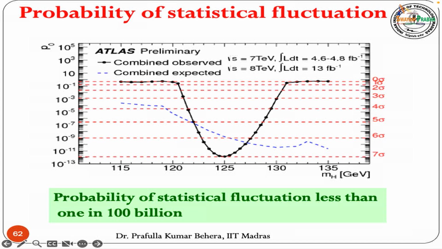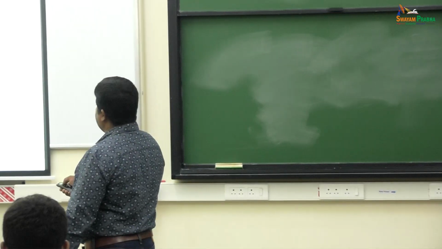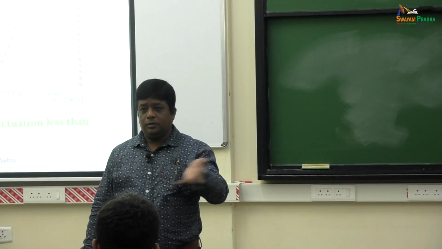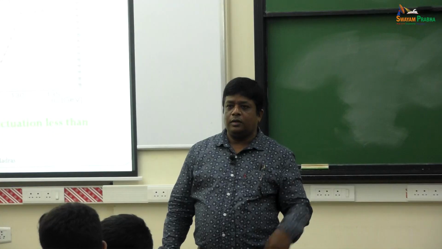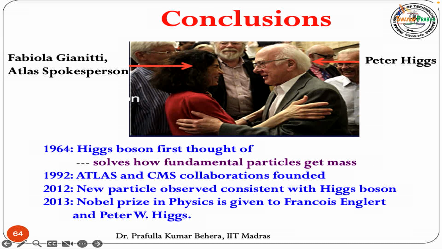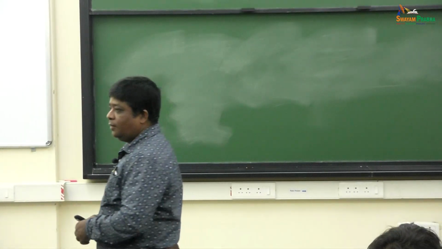And this is what it says: how you convince the world that you discovered. You have to tell that your probability of statistical fluctuation is less than 1 in 100 billion. You cannot say 100%. Probability always goes like this. At this point, we are pretty sure this is the signal, and this is what 2 experiments confirmed, then the Nobel Prize comes. That's the end of the story. Peter Higgs and Fabiola, who is now CERN director, she was spokesperson of ATLAS. So, okay, this is the roadmap to how we discovered the Higgs, which is responsible for giving the mass.